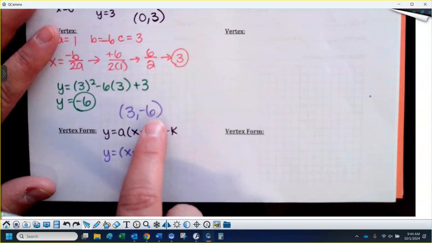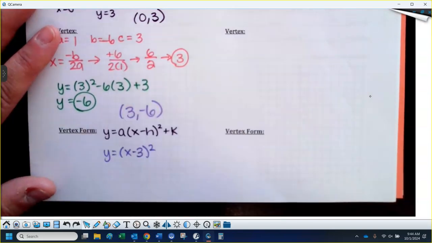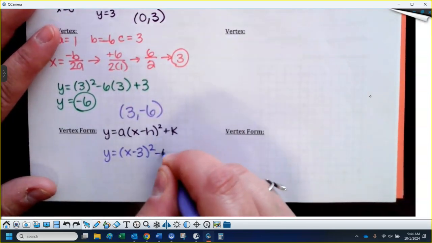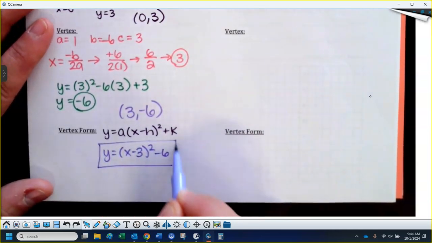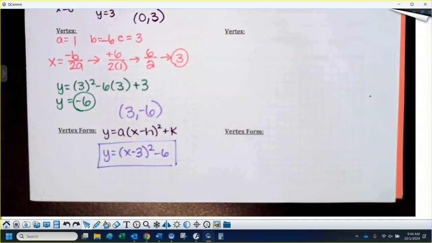The k value is just your y-coordinate of the vertex. You just copy that. So if that's negative 6, it's negative 6. This is the same quadratic, but in vertex form instead of standard form, just to practice that. Is anybody having a question?